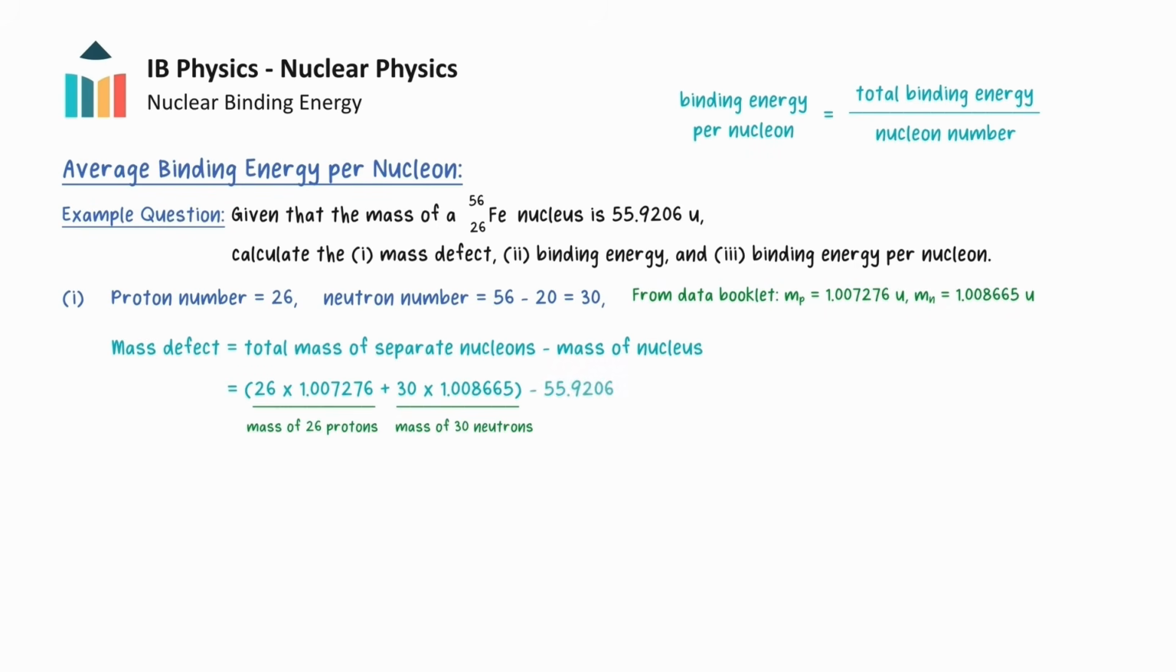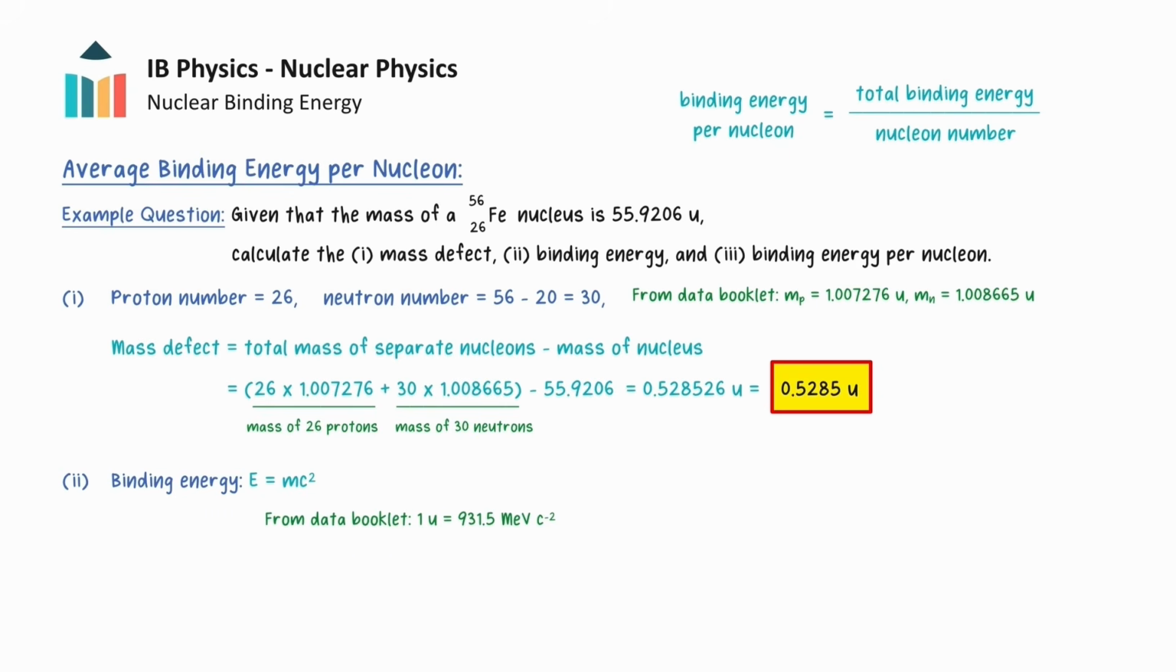After subtracting the mass of the nucleus, we find that the mass defect is equal to 0.5285 u. To calculate the binding energy in part 2, we can use the equation E equals mc², since mass defect is the mass equivalent of binding energy. By noting that 1 u is equivalent to 931.5 MeV/c² from the data booklet, we can convert the mass defect into these units, and then the c² terms will cancel each other out. Completing this calculation then gives 492 MeV for the binding energy of iron-56.